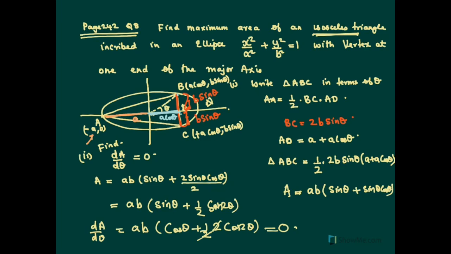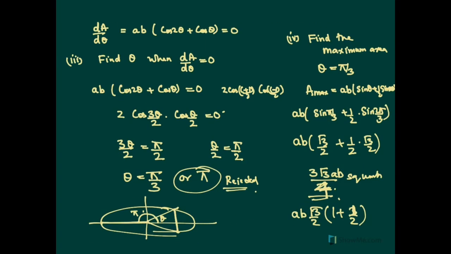Using this technique, we could write the area of the triangle in terms of one single variable, which is AB (sin theta plus sin theta cos theta). Now sin theta cos theta we compressed because we didn't want to use the product rule, so we multiplied and divided by half and compressed sin theta cos theta as half sin 2 theta. Once you have half sin 2 theta, we used dA by d theta and equated it to 0.